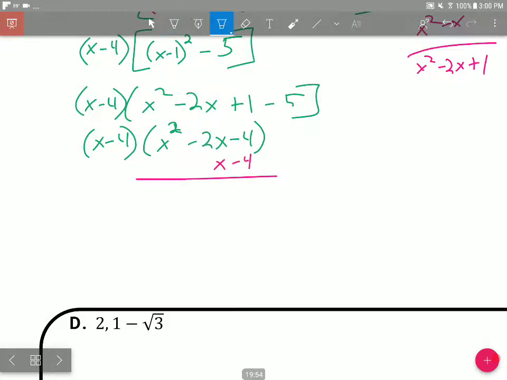So 4 times 4 is what? So that's a positive 16. 4 times 2 is? 8, so 2 negatives make a positive. Negative 4 times x squared is? Negative 4 times x squared is? Anybody?